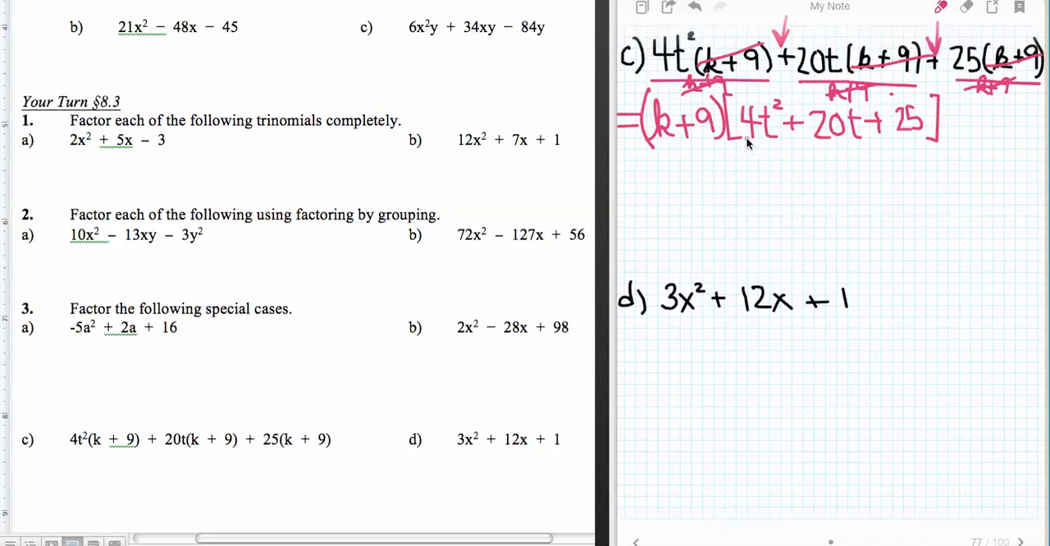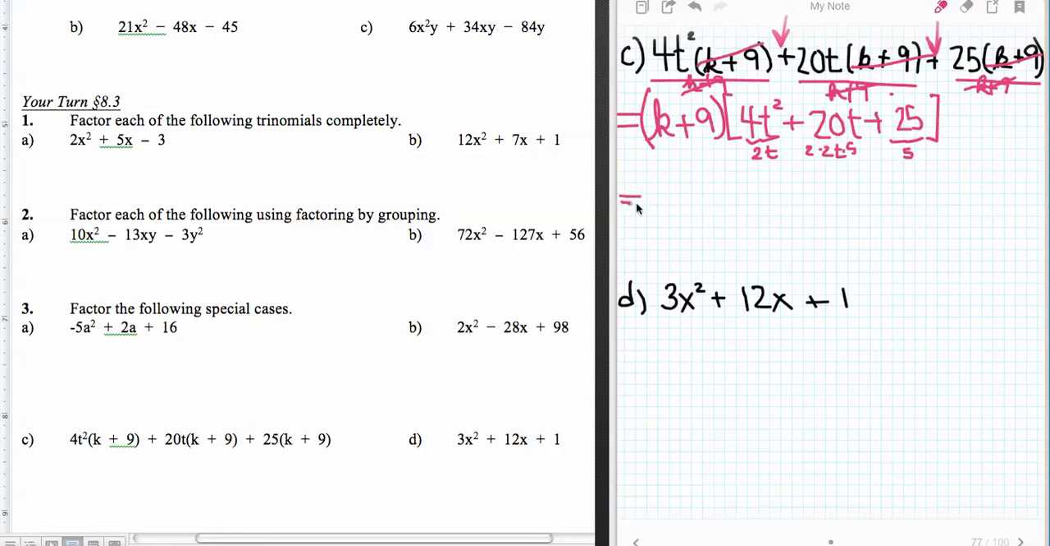And what I notice when I look at it again is I see that that's a perfect square and that's a perfect square. So I question whether this is a perfect square trinomial. So the root of that's a 2t, and the root of that's a 5. And so I question, is 2 times 2t times 5 equal to 20? And yes, it is. So this is a perfect square trinomial.